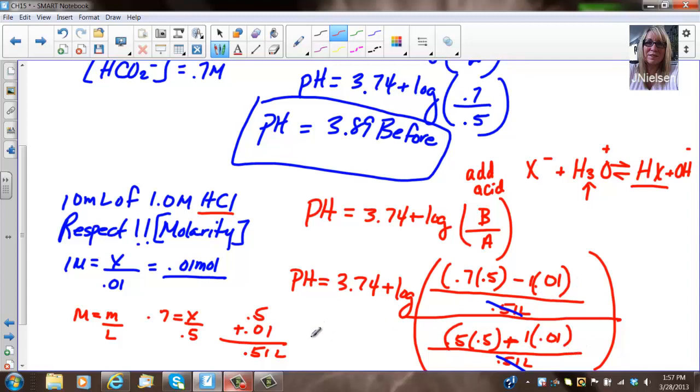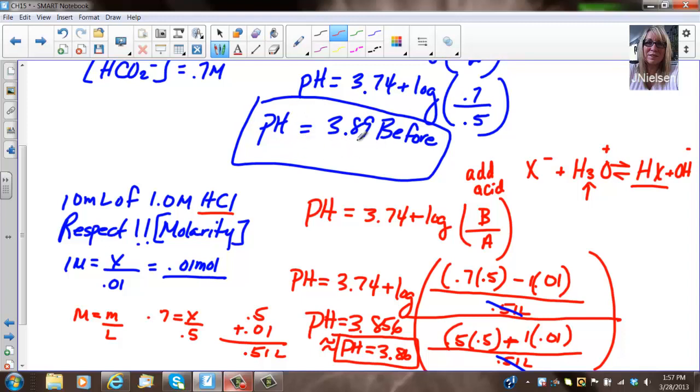And when I do all this out, I get a pH equal to 3.856, which is close enough to a pH equal to 3.86. So you can see that there really was not much change from 3.89, okay?